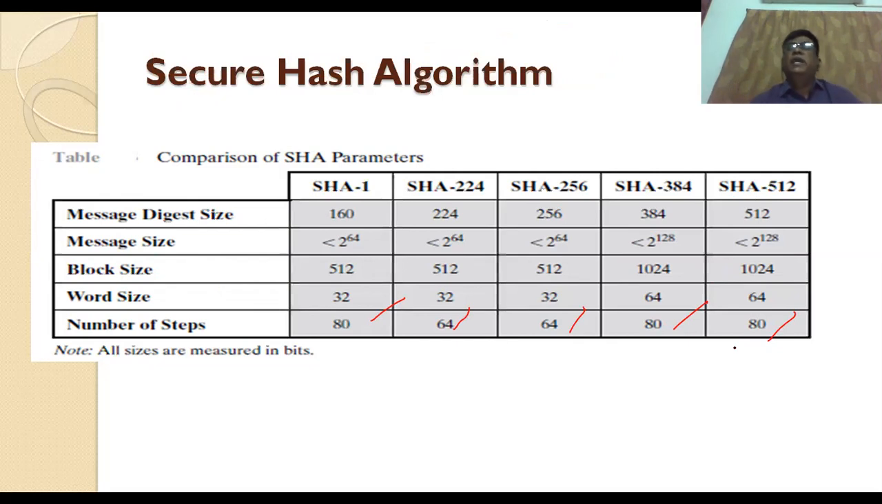So this is the comparison of all the SHA algorithms. Among these algorithms, SHA-512 is the more popular hashing algorithm.